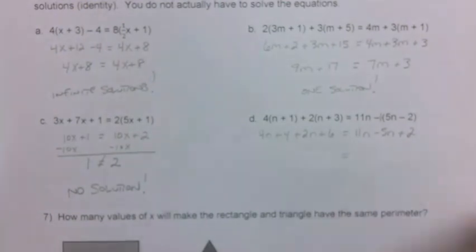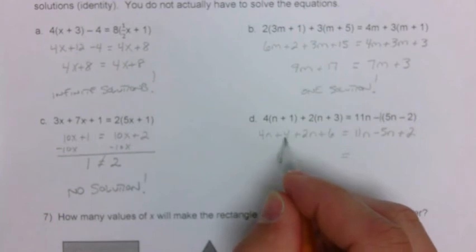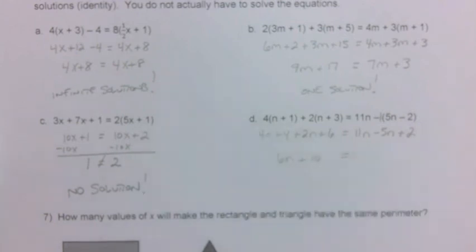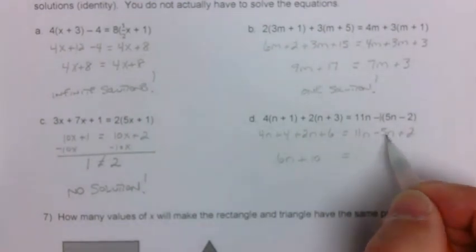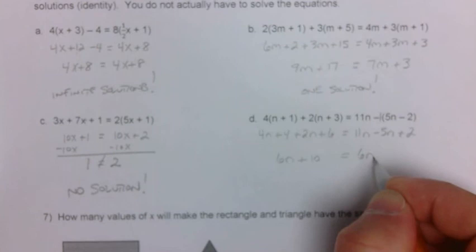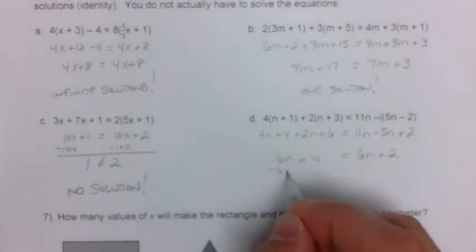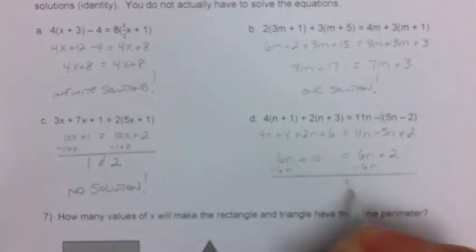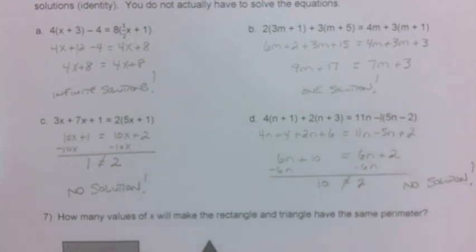And now if I were to combine the like terms on the left, 4n and 2n make 6n. 4 plus 6 makes 10. 6n plus 10. On the right-hand side, 11n minus 5n makes 6n, and there's nothing to combine with that 2. And then if we subtract 6n on each side, our equation says 10 equals 2, which is not true. This is an inconsistent equation as well, which means that there is no solution. No solution to that equation.